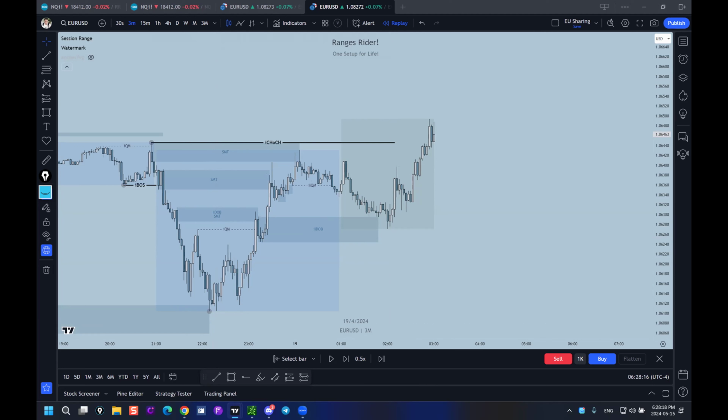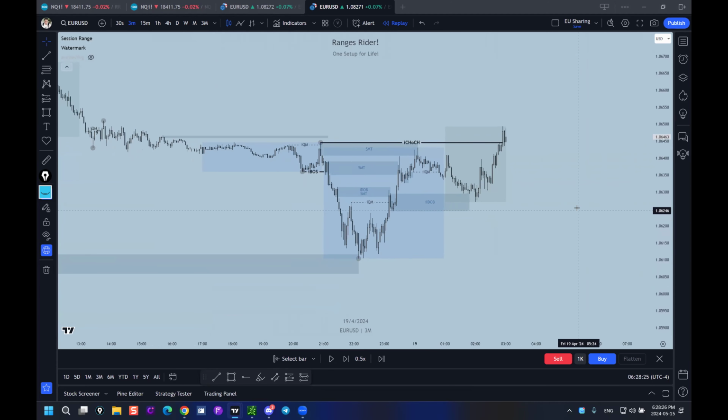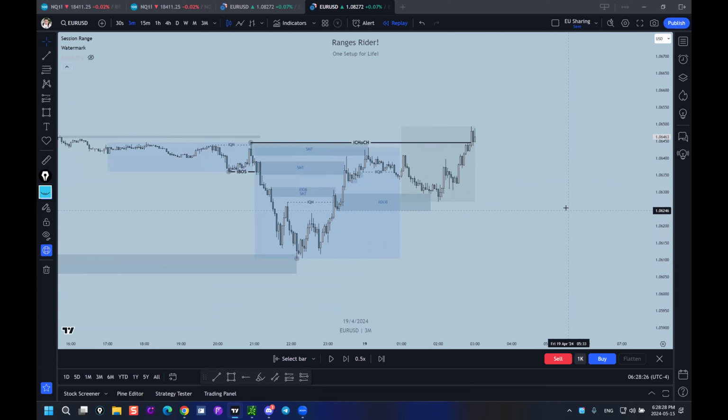So we have the CHoCH, turning bullish. And now we look bullish until the BOS.